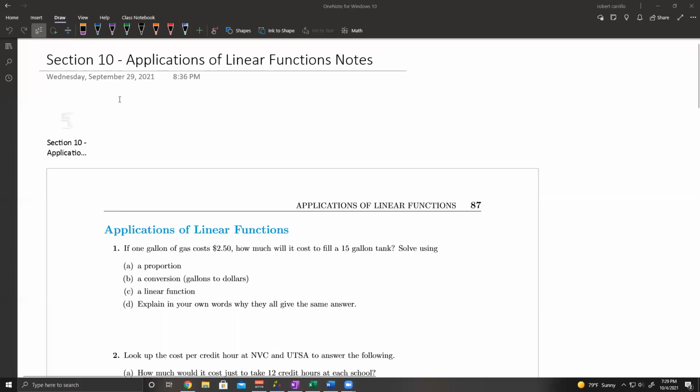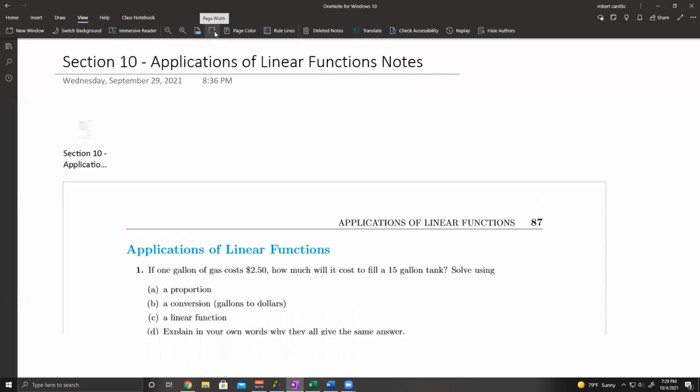Okay, sweet. So we just learned what functions were, and now we have applications of linear functions. So let's see what this is all about. And you're pretty sure you'll need a calculator.